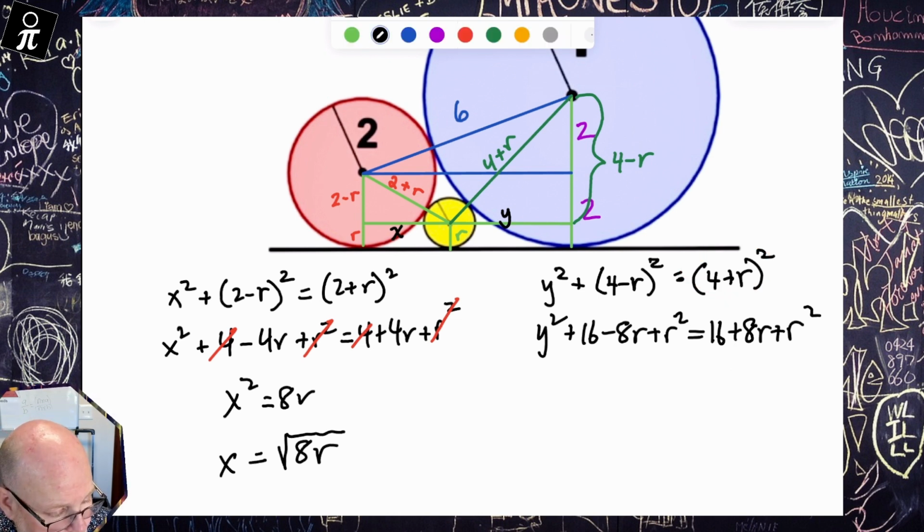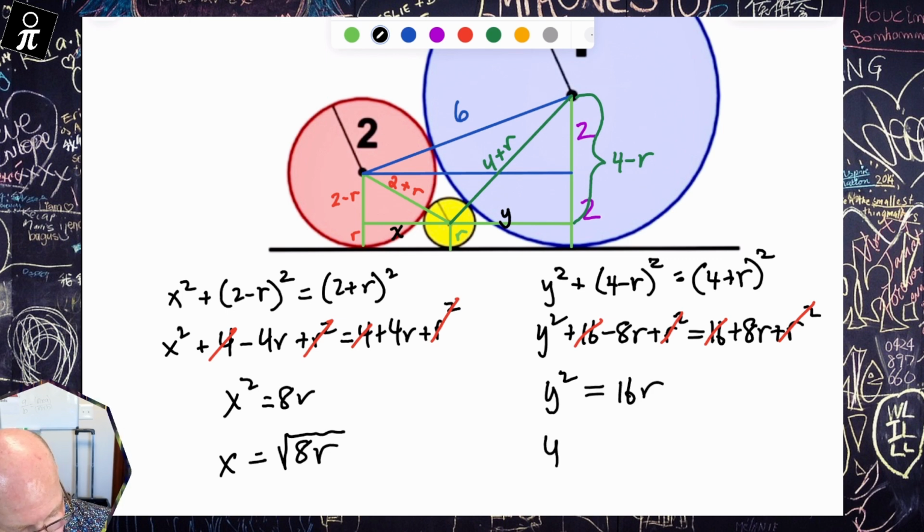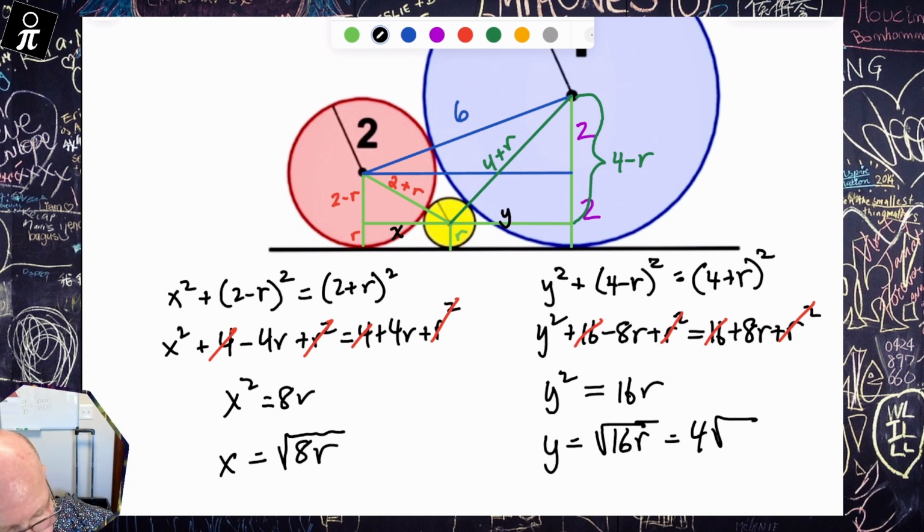And we can do some simplifying. So r squared and r squared cancel. We've got 16 and 16 cancel. And so we end up with y squared is equal to 16r. So y is equal to the square root of 16r, but that's going to equal 4 root r.